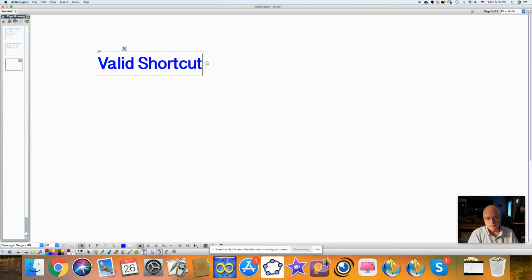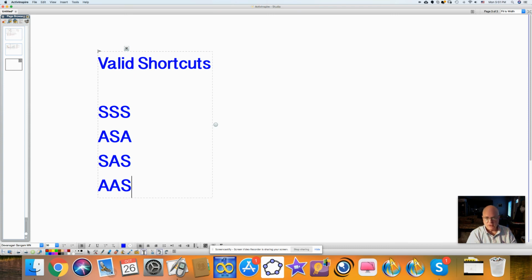we have the side, side, side triangle congruence theorem. We have the angle, side, angle, and angle, angle, side, because if you know two angles, you know the third angle. So this is just angle, angle, side, with an extra angle in it. We also have the hypotenuse leg, and that's special for right triangles. And then it goes to invalid shortcuts. I'll do that here.